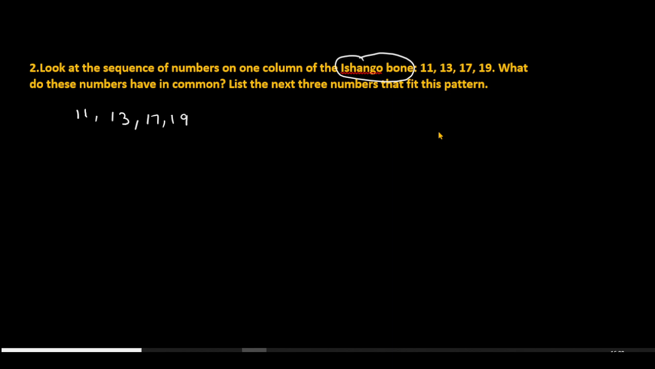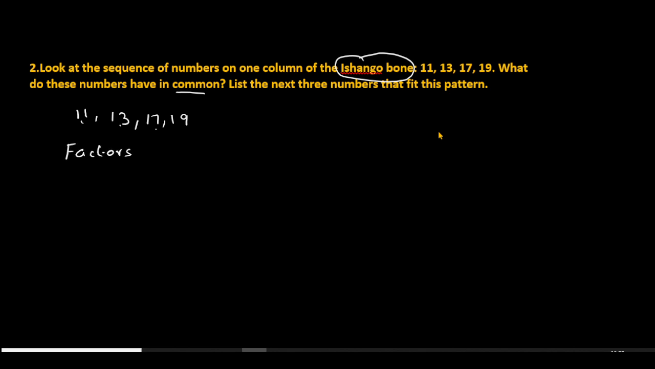What do these numbers have in common? So what is common here? Look at the sequence. Can we get the second or third number by adding something to the first number? What is the difference between the first two numbers? 13 minus 11 is 2, 17 minus 13 is 4, 19 minus 17 is 2. So there is no common addition number here. There is no common multiplication number either. But look at the factors.